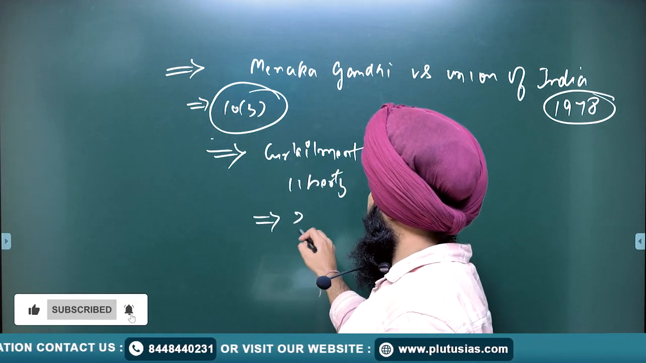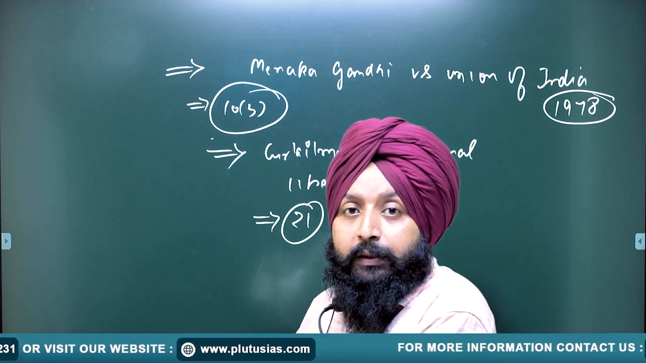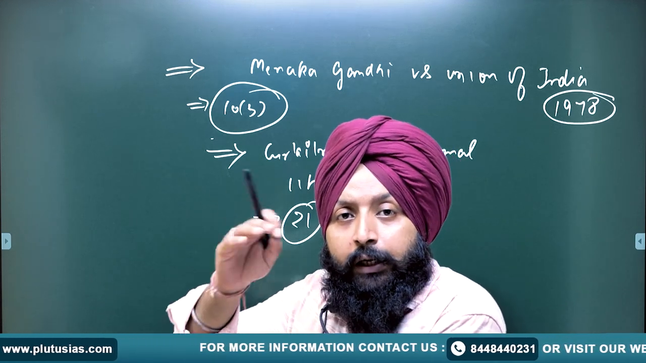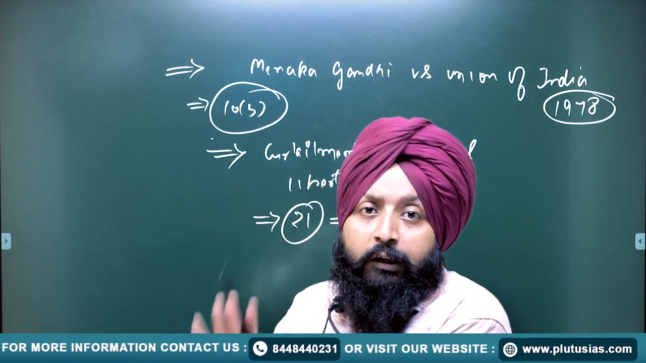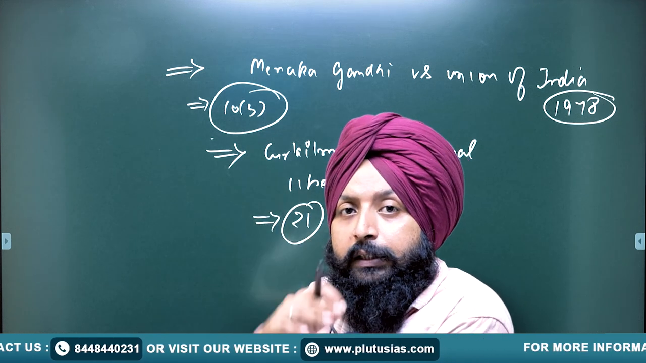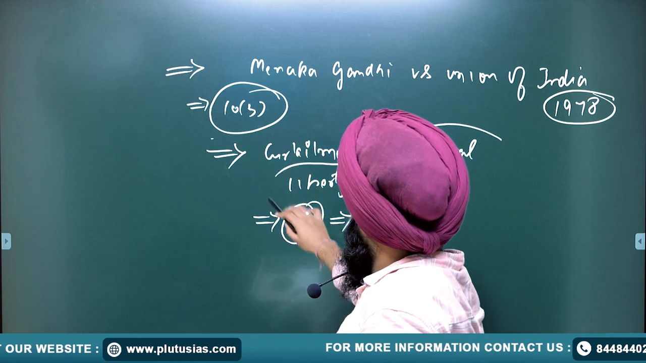Now reading Article 21. Article 21 states that if a person's personal liberty has to be deprived, it should be according to procedure established by law. That means there should be a law, and by following the procedure provided in the law, the state can deprive the person of his personal liberty.